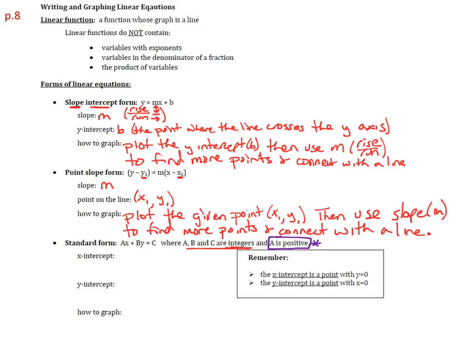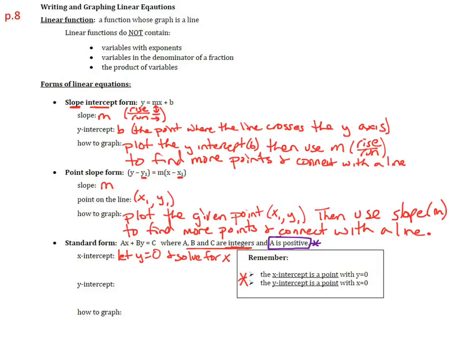And this is when you're going to want to use your x and y intercepts, keeping in mind that the x-intercept is a point where y is equal to 0, and your y-intercept is your point with x equals 0. So finding our intercepts, the first thing that we want to do for the x-intercept, remember when we're on the x-axis, y is 0, so we're going to let y be equal to 0 and solve for x.